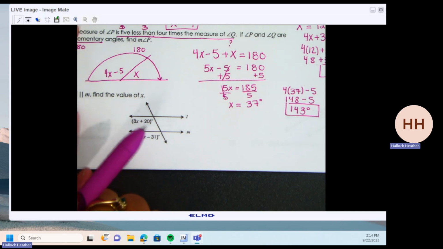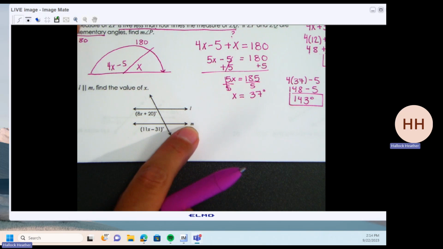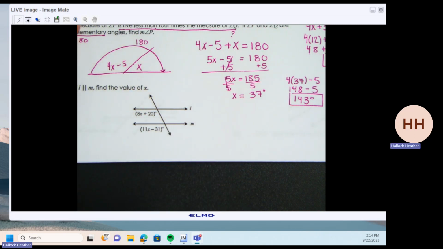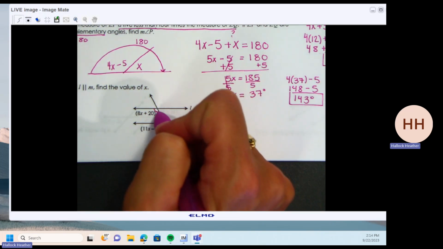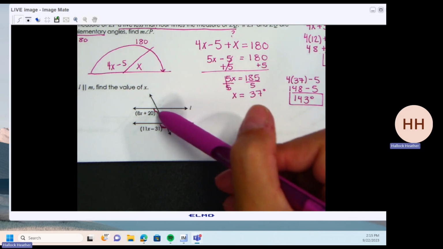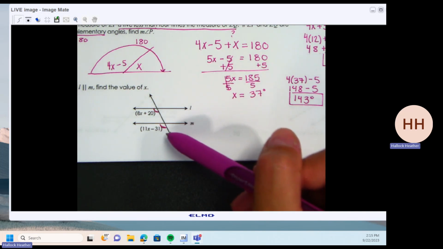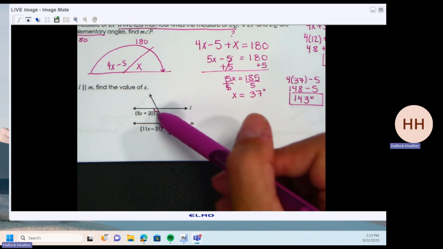8 says if L is parallel to M, find the value of x. So I need to figure out what type of angle these are. Based on the type, I know if I'm setting them equal to each other or if they're adding to make 180. If I look, these are both obtuse angles. They're in the same exact location on a different intersection. These are called corresponding angles. Corresponding angles are congruent to each other. They're both the same measure.